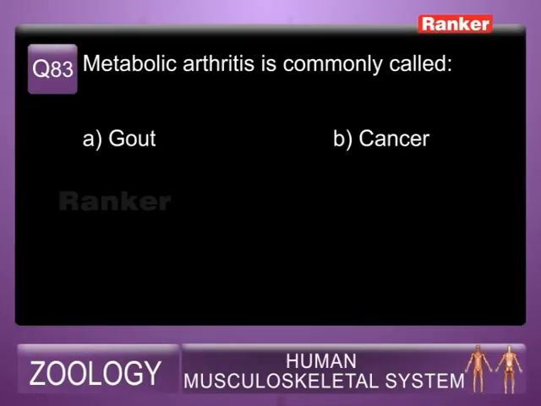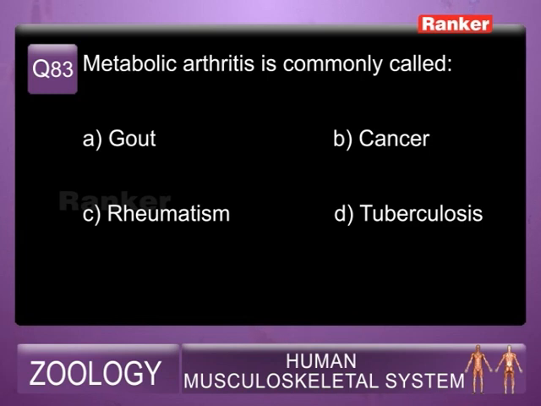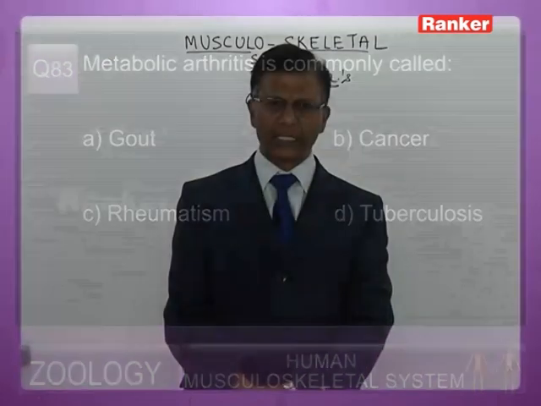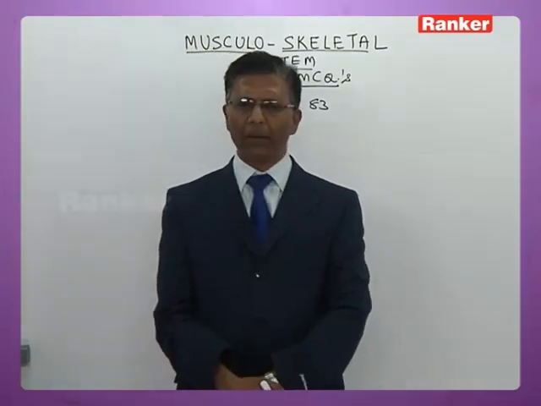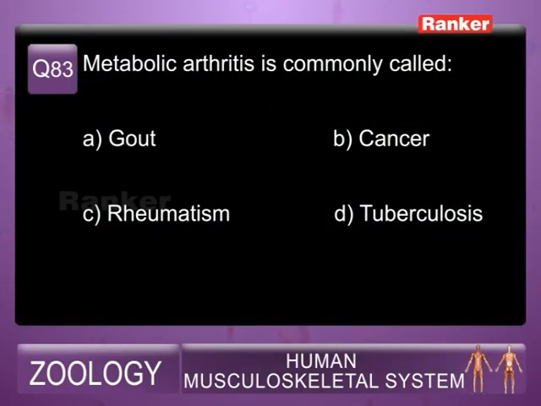83 is here. Metabolic arthritis is commonly called A. Gout, B. Cancer, C. Rheumatism, D. Tuberculosis. Metabolic arthritis is also otherwise called gout. It is due to accumulation of uric acid. So the answer is A.